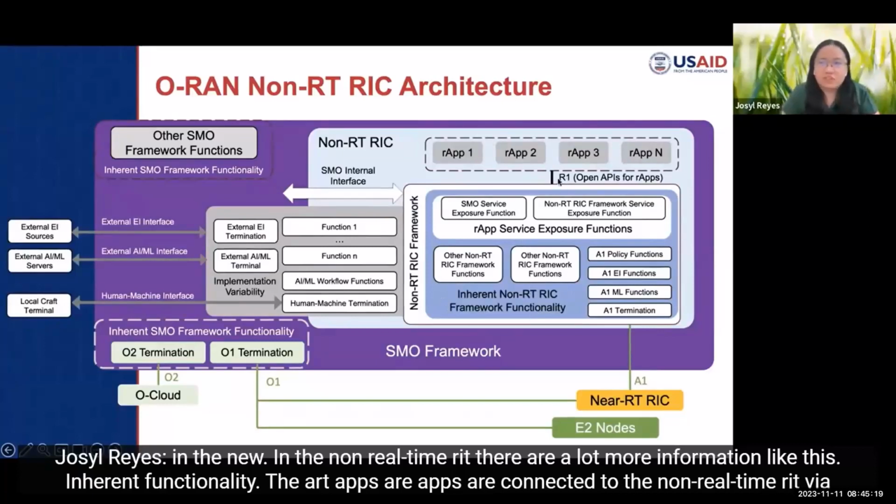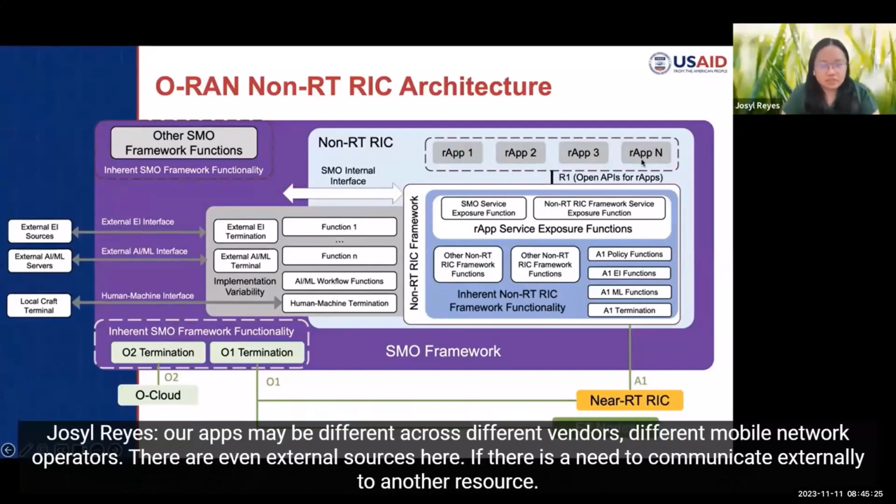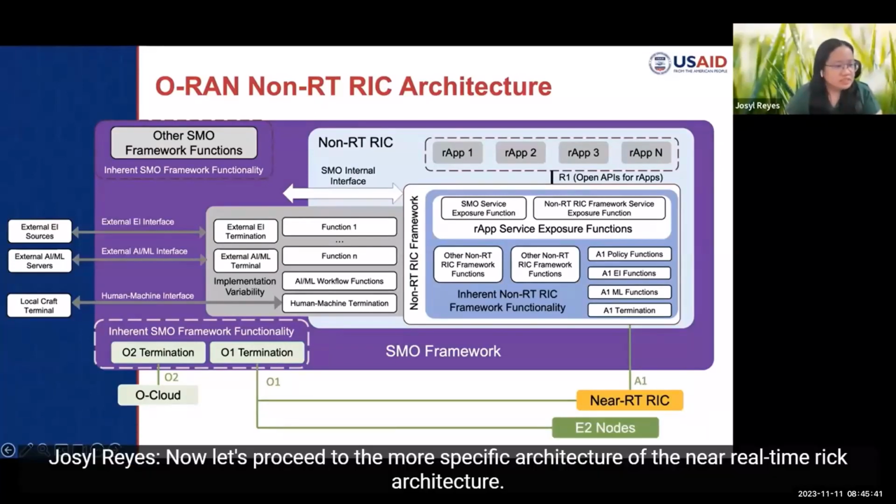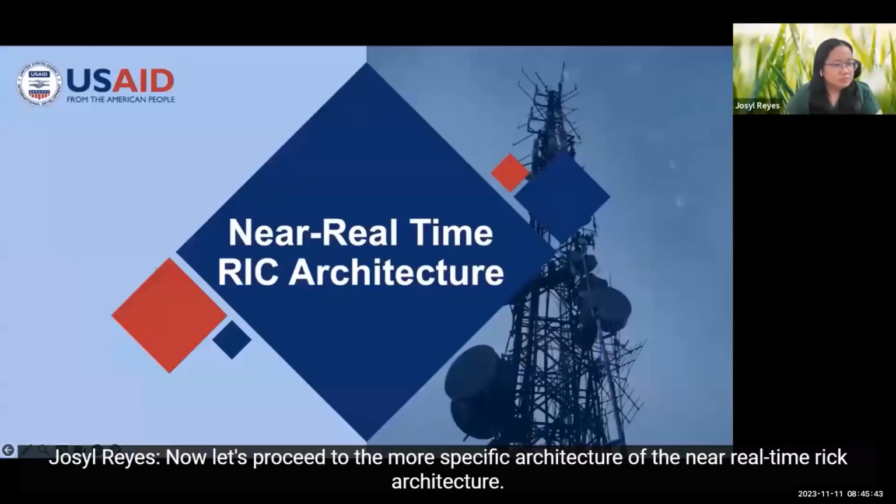rApps are connected to the non-real-time RIC via R1. rApps may be different across different vendors and different mobile network operators. There are even external sources here, if there's a need to communicate externally to another resource. Okay. Now let's proceed to the more specific architecture of the near real-time RIC.